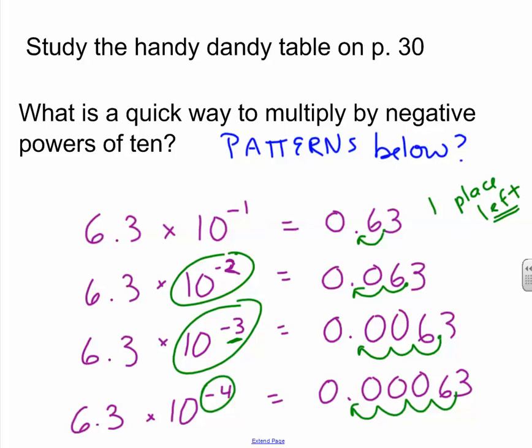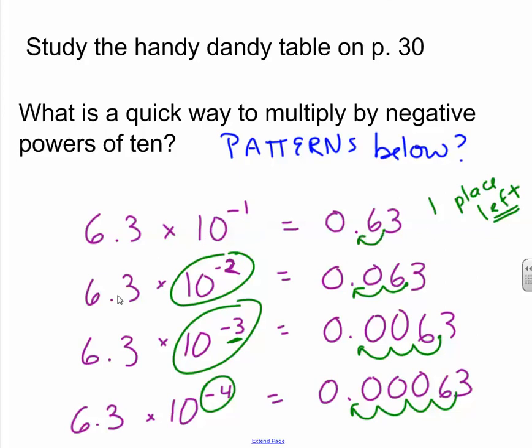All right, then we looked at four other patterns. There's a really excellent table, a blue table on page 30. If you study that, you'll see those same patterns in the table. So what I wanted you to look at, what's a quick way to multiply by negative powers of 10? And I said, look for a pattern here. So if I have 6 3/10 times 10 to the power of negative 1, notice I move the decimal once to the left because I'm taking a tenth of it.